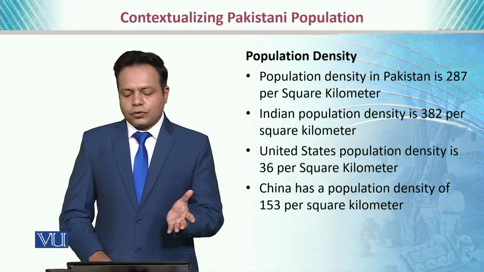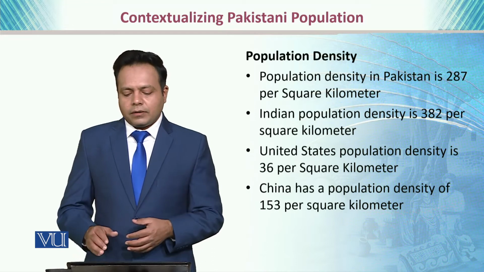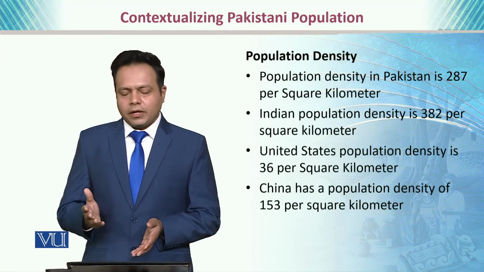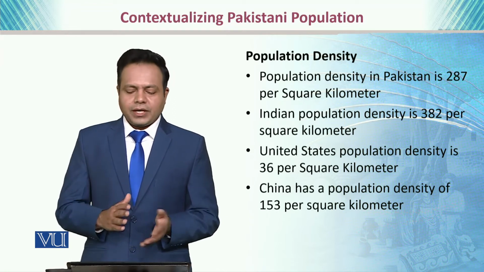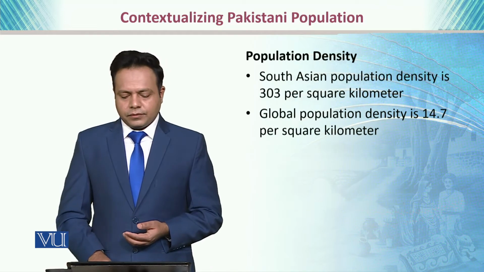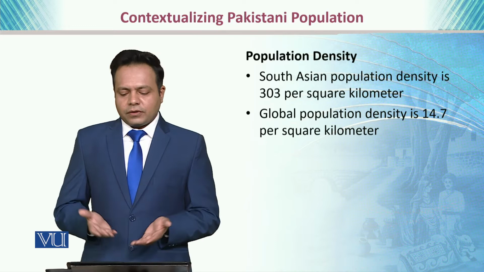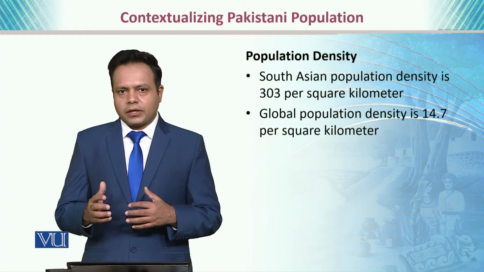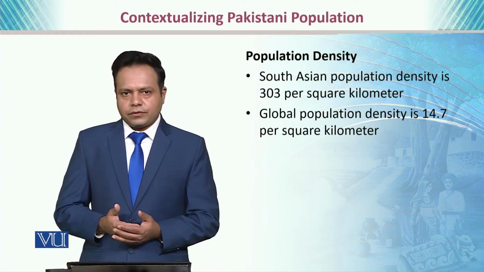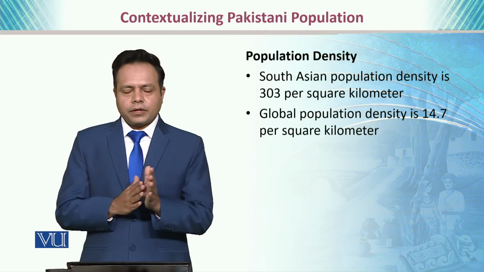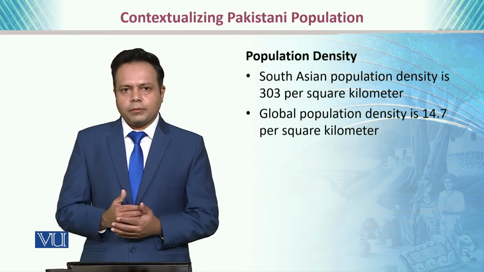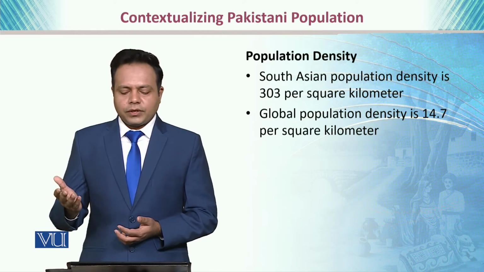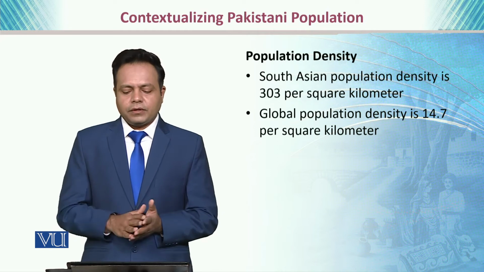As per geographic area available, the United States, although it is the third most populous country, yet has far less population density compared to the other countries. And you would see that the South Asian population density is 303 per square kilometer. So Pakistan is quite close to that population density, in terms of the whole available area to the number of inhabitants, whereas the global population density is merely 14.7 per square kilometer.